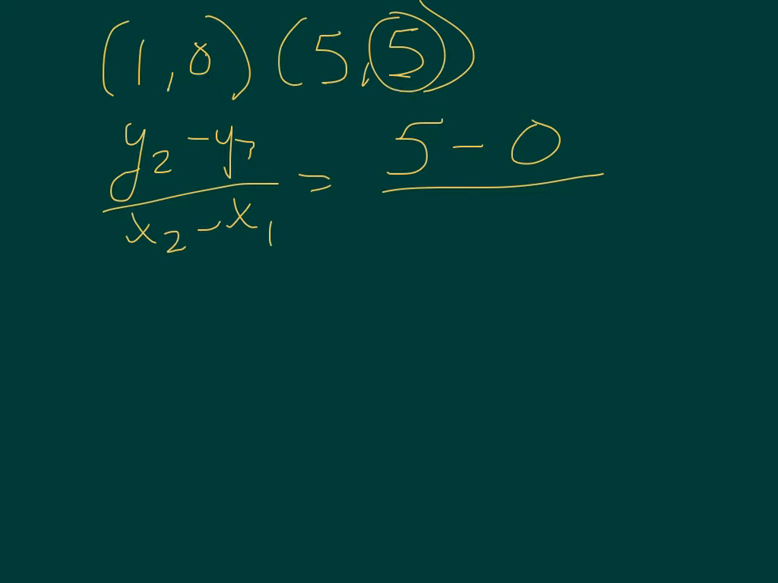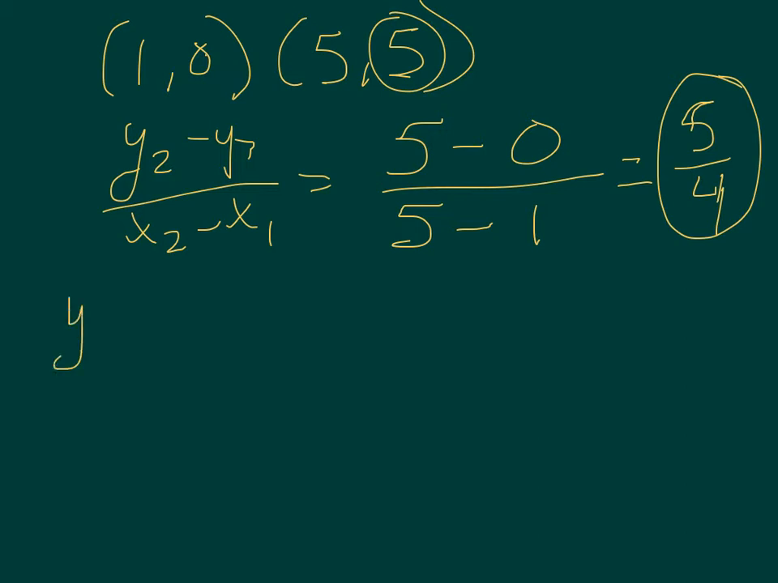5 minus 0, and then I'll take my x's, take this 5, and subtract 1. So I get 5 minus 1. So 5 minus 0 is 5. 5 minus 1 is 4. So now I have my slope, and I have either one of these 2 points that I can use. So here's my other equation, y minus y1. Sound familiar? M times x minus x1. Plug and chug. Here's my slope, m equals 5/4.